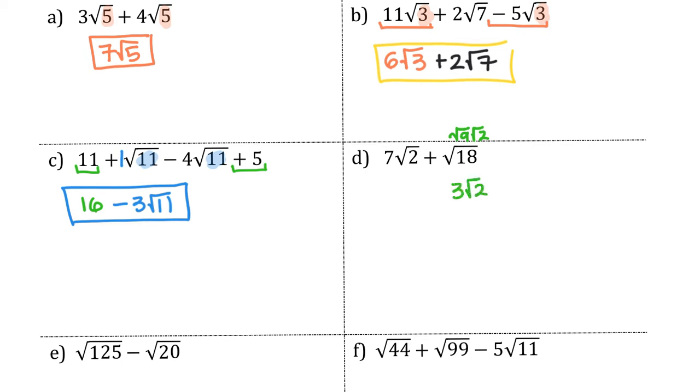So now that I've simplified it, let me bring down the first term, and now look at them. Now I have 7 square root 2 plus 3 square root 2. Since they have the same radicand, I can combine them now. 7 square root 2's plus 3 square root 2's means I now have 10 square root 2's.